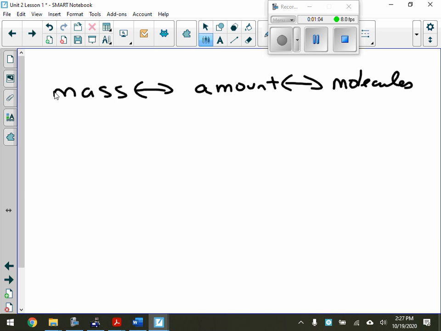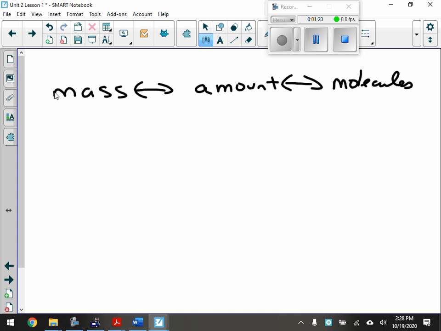Now, it doesn't have to be molecules. There's other words that we could use there. It just kind of depends on what the question's asking. So it could be atoms. If you remember in Science 10, we talked about something called formula units, which is like the ionic compound version of molecules. Usually we just say molecules from now on, but whatever, it doesn't matter.